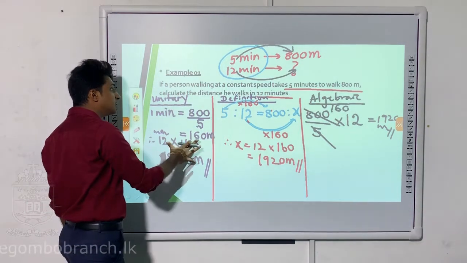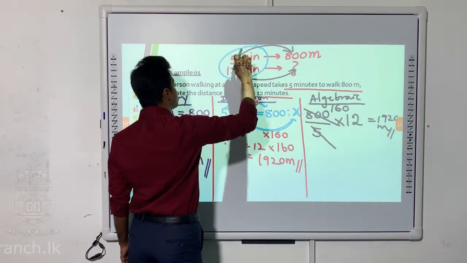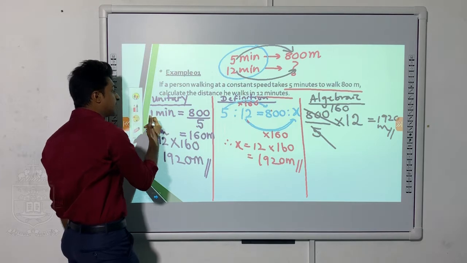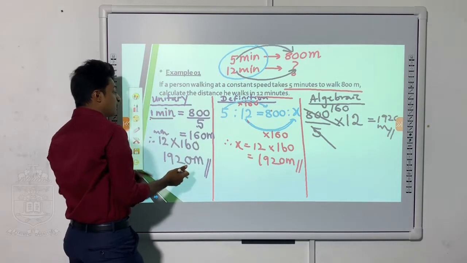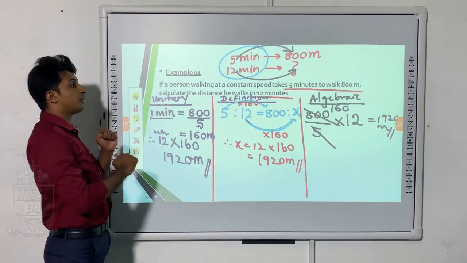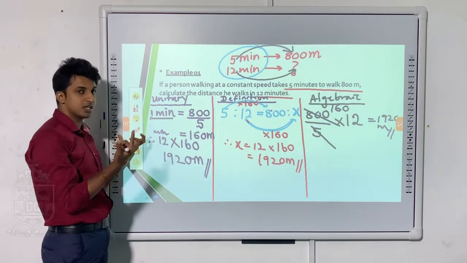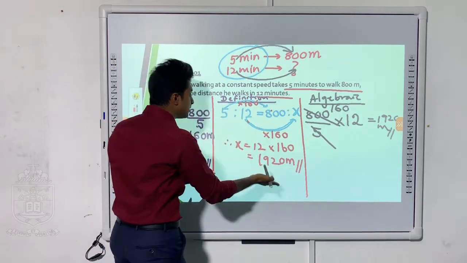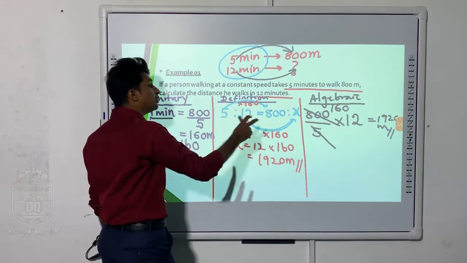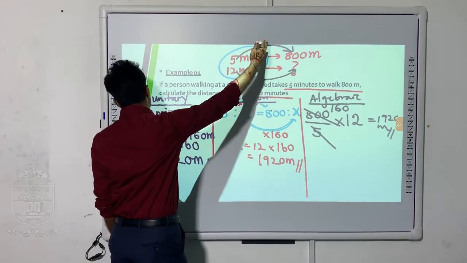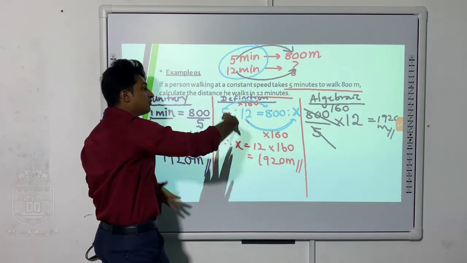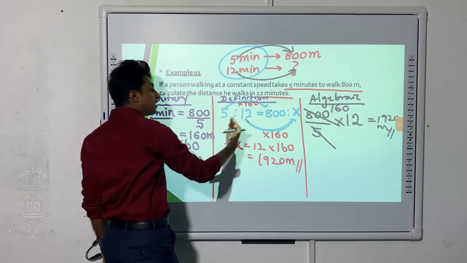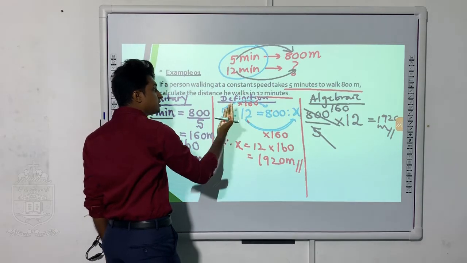In the unitary method, first find the value for 1 minute. For 5 minutes, if it is 800 meters, first find the value for 1 minute, and from that you can find the value for 12 minutes, which is what they asked. If you are using the definition method, you have to write two equal ratios. The units should be the same when you are applying ratios. So the time unit I have written in this order, 5:12.